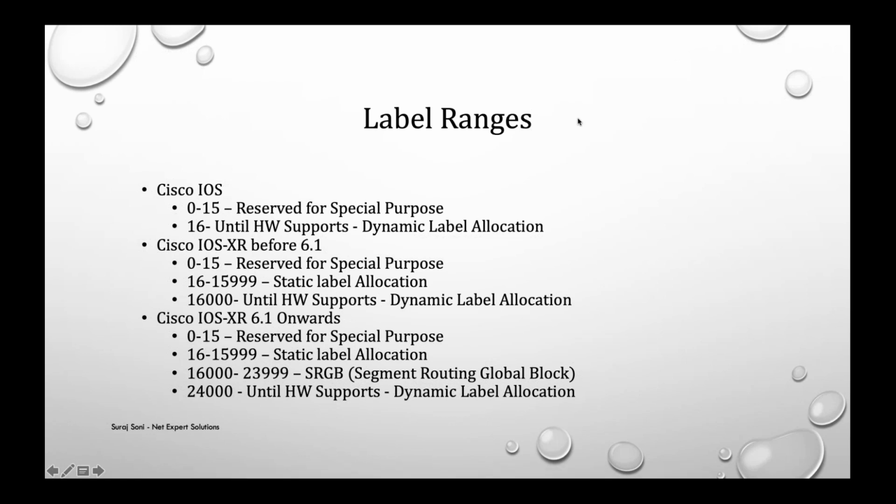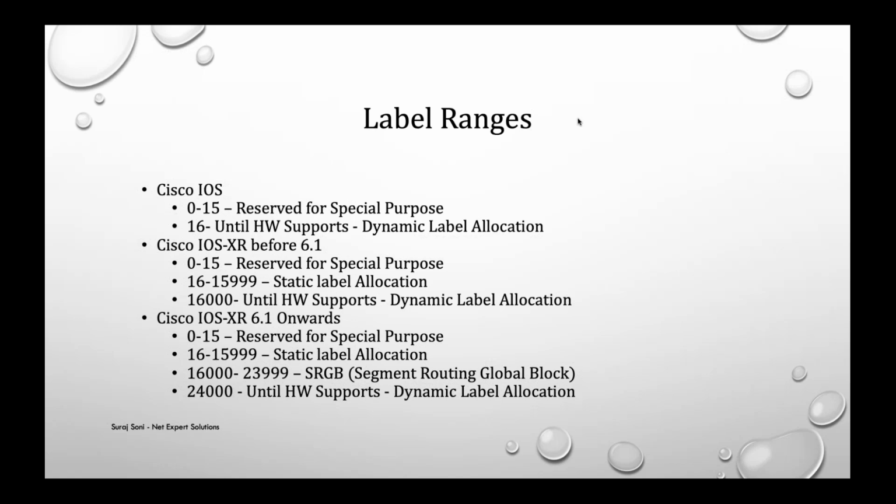Now, from 16 until the limit that particular hardware supports, some support 64K, 65K, some support 1.3 million. So it depends on that particular model. How many labels they support comes under dynamic label allocation. That is for Cisco iOS. From 16 until the hardware limit; 0 to 15 we cannot use. Then let's move to Cisco iOS XR before 6.1, meaning I'm talking about 5.2, 5.4 iOS XR. There 0 to 15 are again reserved for the same special purposes only.